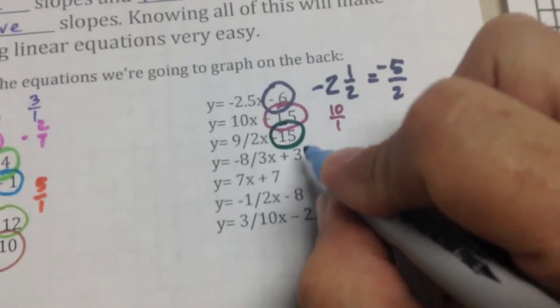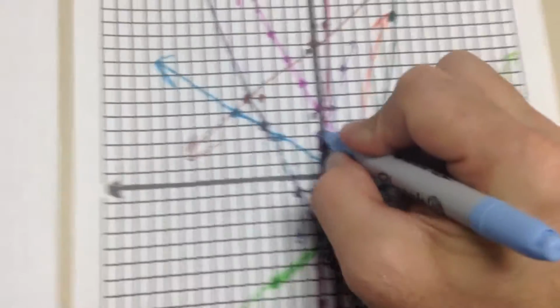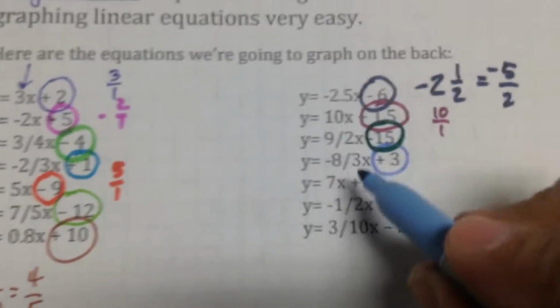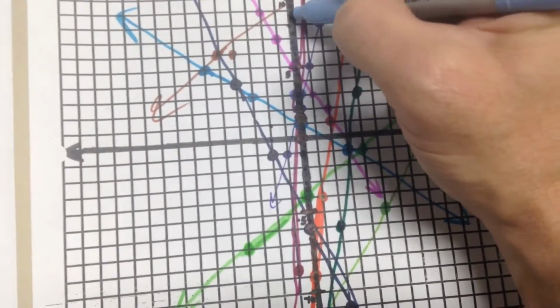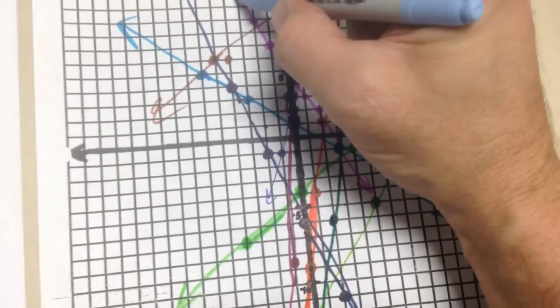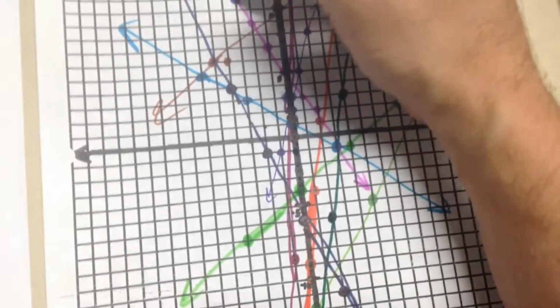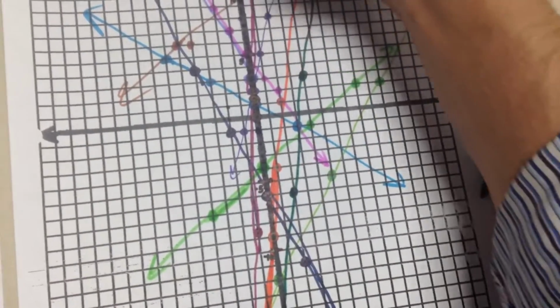Let's see here. Positive 3. So I come up here. Positive 3, which is right here. The slope is negative 8 over 3. So when I come back over here, up 8, 1, 2, 3, 4, 5, 6, 7, 8. But then negative tells me go left. So 1, 2, 3, right there. Up 8, 4, 5, 6, 7, 8. Left 3 puts me right there. And my line would look something like that.